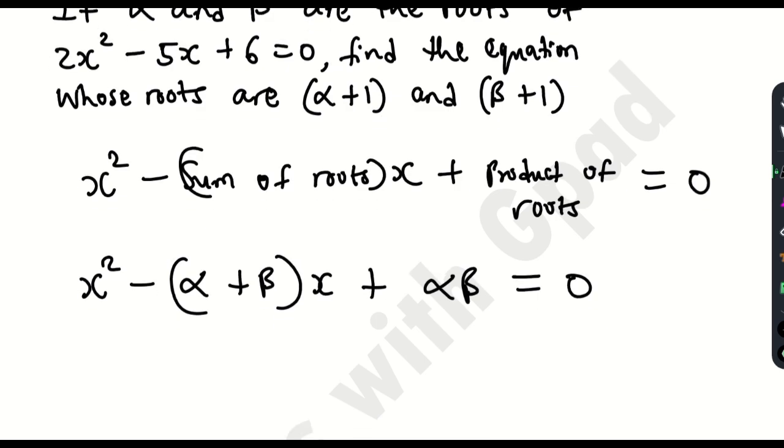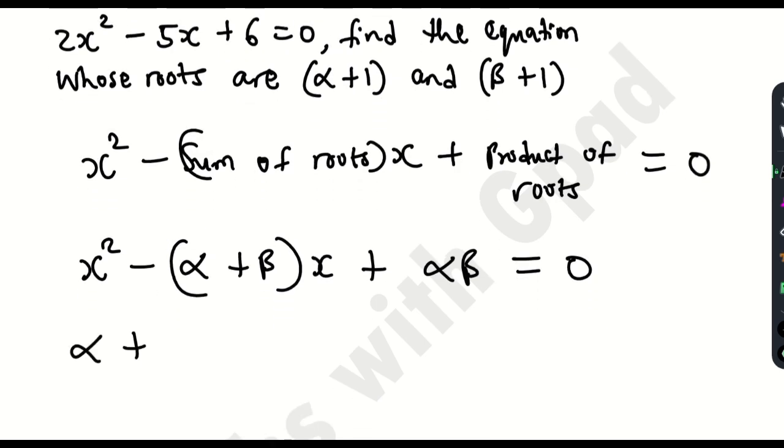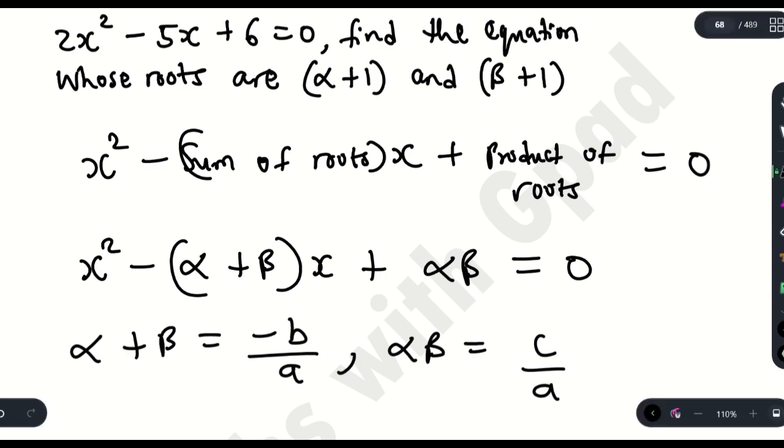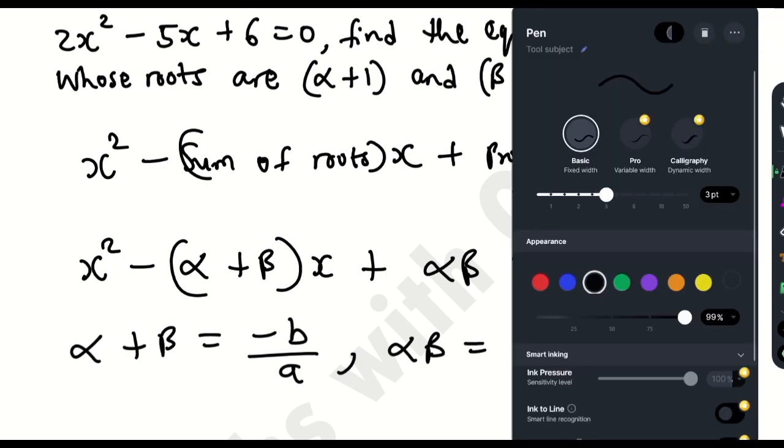Now, what you must know about the sum of roots, alpha plus beta, is that it is equal to minus b over a. Yes, minus b over a. And the product of roots, alpha beta, is what? c over a. There's no minus, it's c over a. Now, I want to write something here so that this will be like a guide for us.